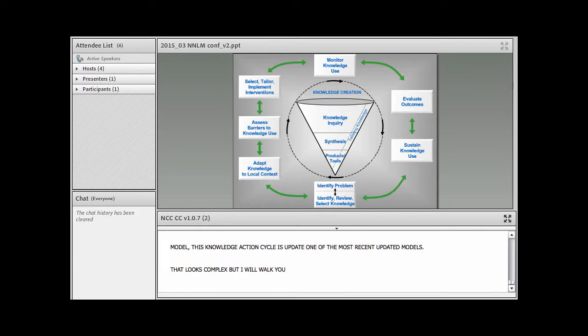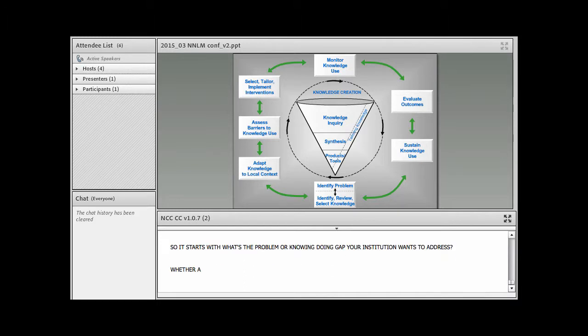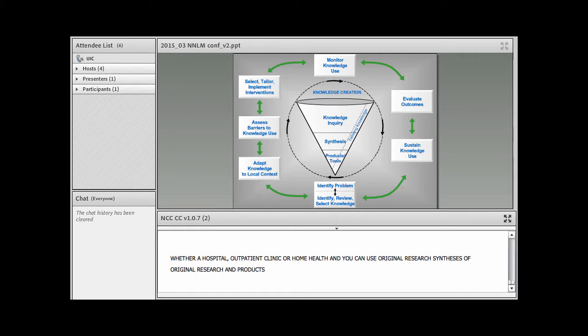around a minute here. So it really starts with, so what's the problem or what's the knowing-doing gap that your institution wants to address, whether it's a hospital or an outpatient clinic or home health? And you can use original research, syntheses of that original research, and products and tools resulting from this work, including clinical practice guidelines, algorithms, pathways, to inform how you're defining and building context around that problem.